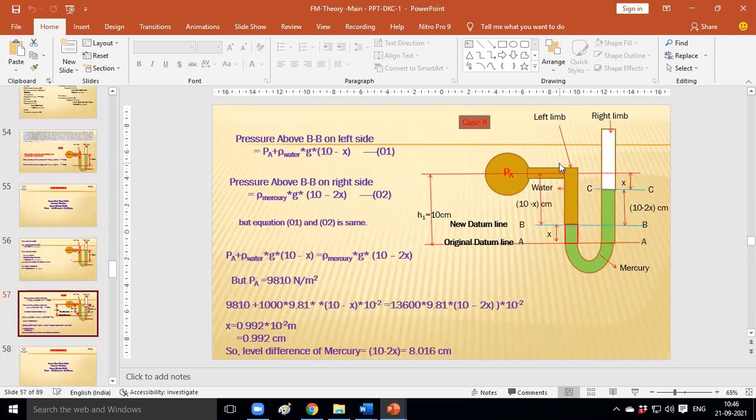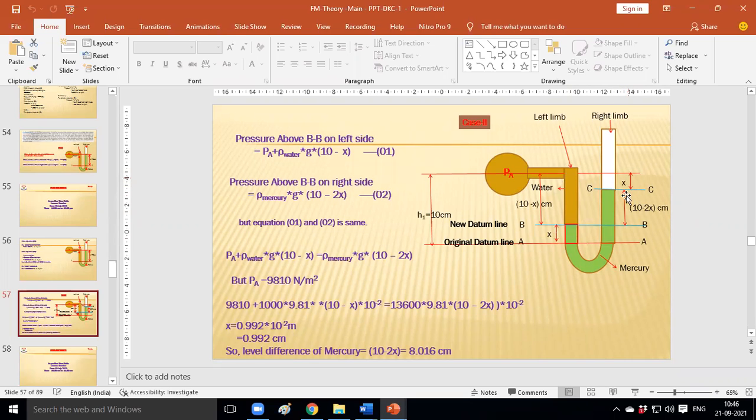And at the same time, the level of mercury goes down in which side? Right limb. We can call that height x. The level of mercury goes down in the right side and the same height goes up in the left limb. And is this height the same or different? Same height. That is represented by the notation x.